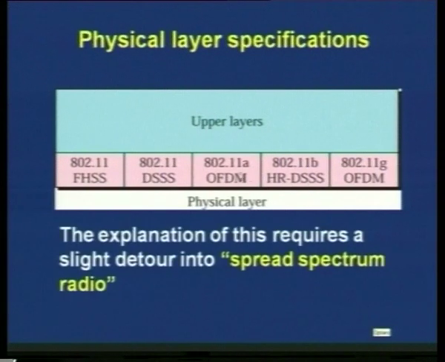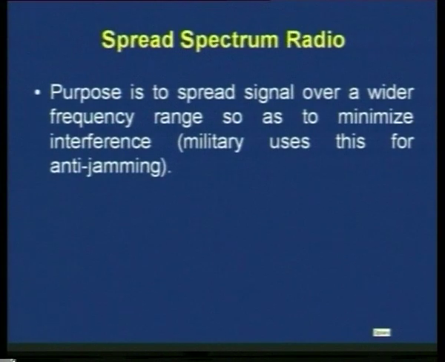So to understand what we mean by this 802.11, 11E, 11B and so on, we just need a little bit of digression into spread spectrum radio. So we will just take a look at what we mean by this spread spectrum radio. If you look at spread spectrum radio, the purpose is to spread a signal over a wide frequency range so as to minimize interference. Typically military uses this for anti-jamming.